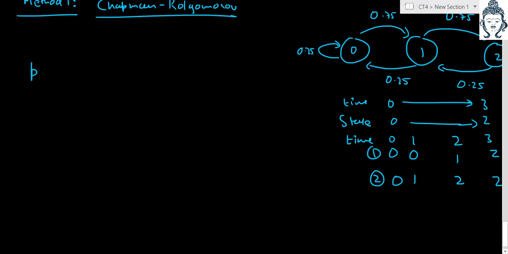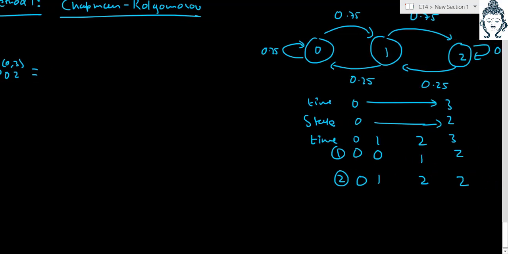So the probability of getting from 0 to 2 between times 0 and 3 can be written as follows. The probability of going from 0 to 0 in the first year is 0.25. And then you go from 0 to 1, which is 0.75, and then from 1 to 2, which is again 0.75. So this is one possibility.